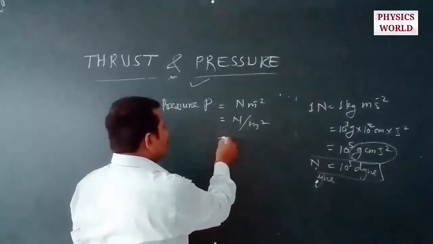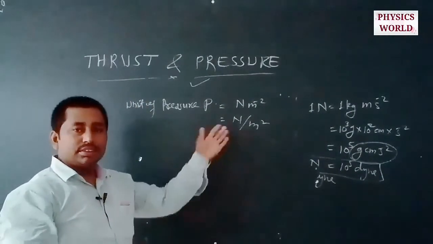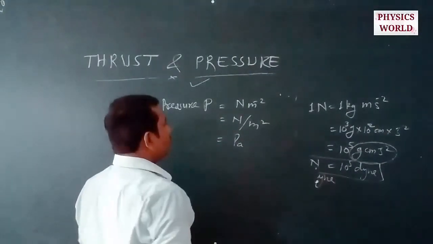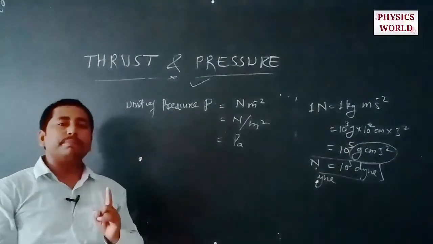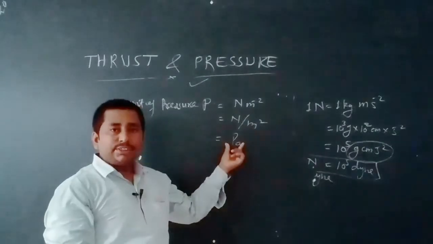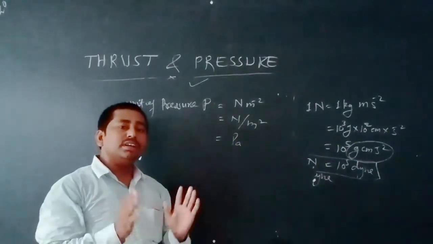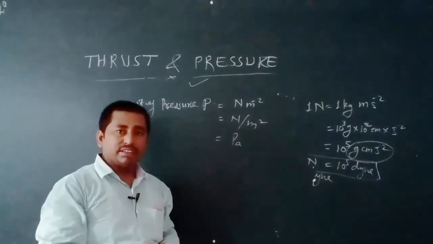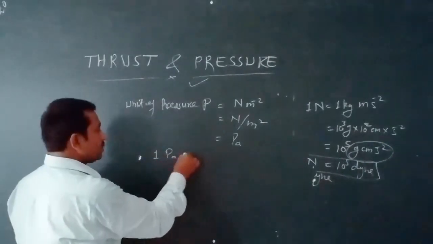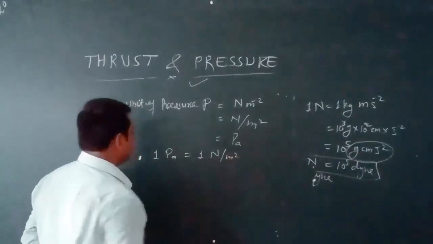So this is also known as Pascal, PA. 1 Newton per meter square is known as 1 Pascal. Pascal is the unit of pressure. The Pascal unit was named by the science committee in honor of Blaise Pascal, a great physicist. Okay, so 1 Pascal is equal to 1 Newton per meter square.